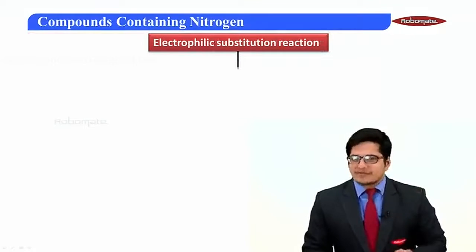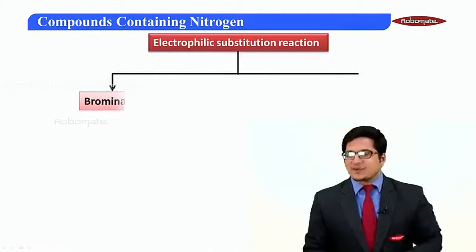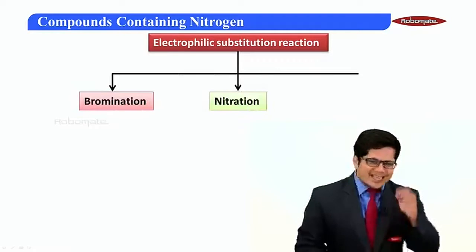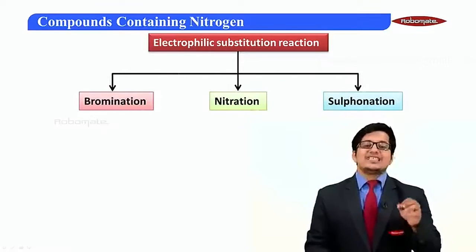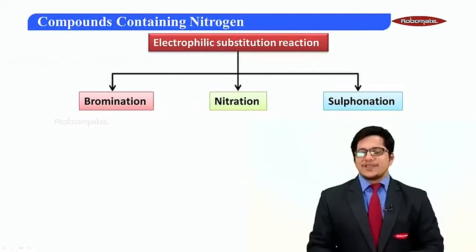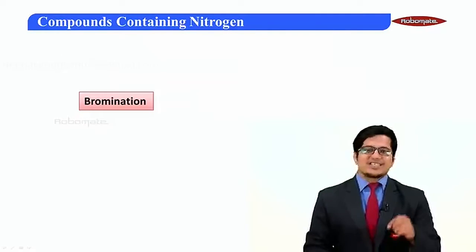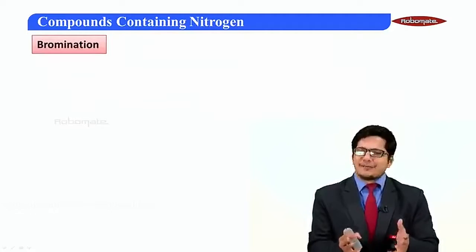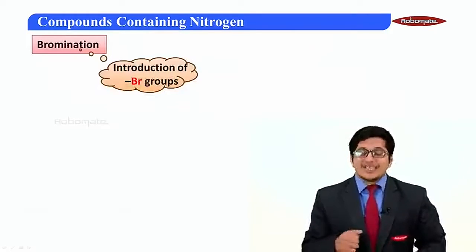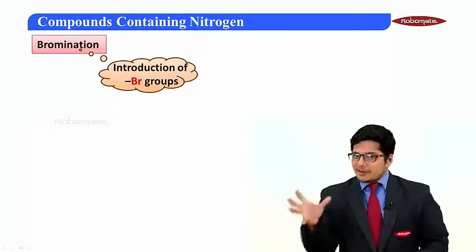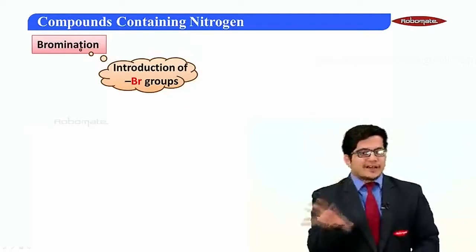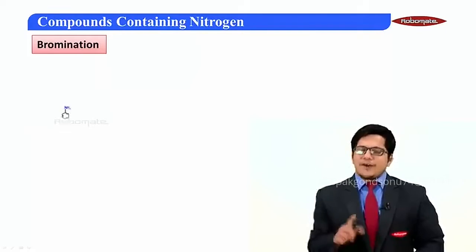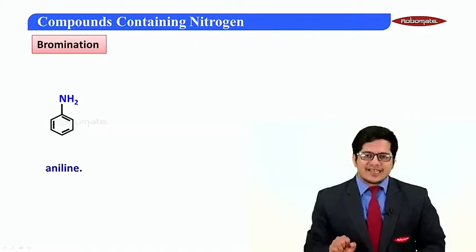We have three types of these reactions. The first one is bromination, the next one is nitration, and the third one is the sulfonation reaction. Let's start with the first, that is bromination. Bromination is nothing but the substitution of bromine: removing one hydrogen, we add a bromine into the compound. Let's take an example of aniline.